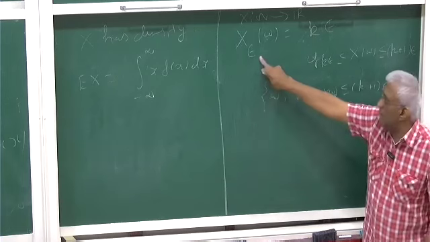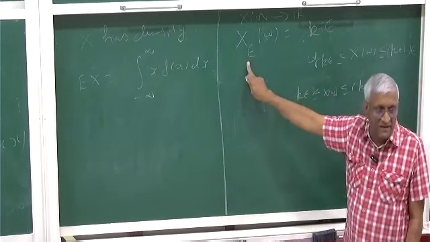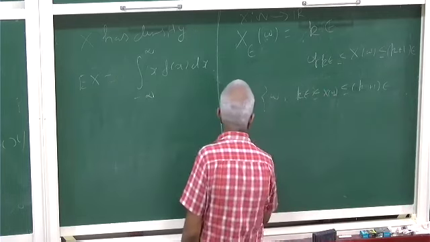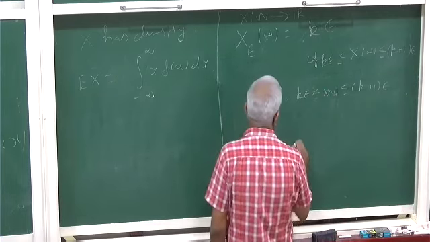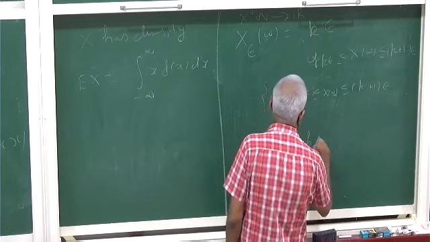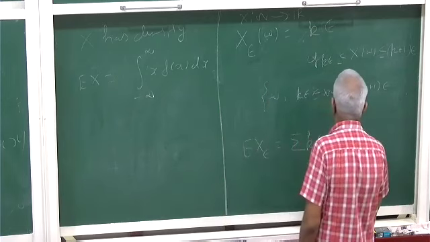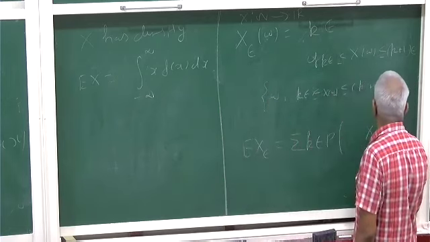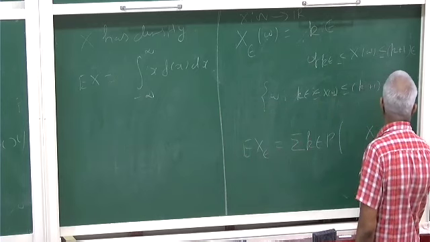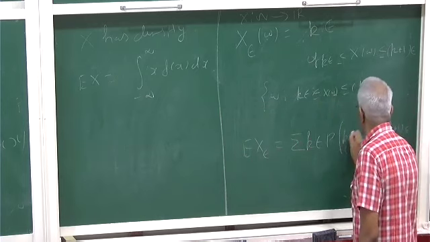Now you can compute the expectation of this. The expectation of X epsilon will be the summation of k epsilon times the probability of this set, the probability that k epsilon is less than or equal to X and X is less than (k plus 1) epsilon.